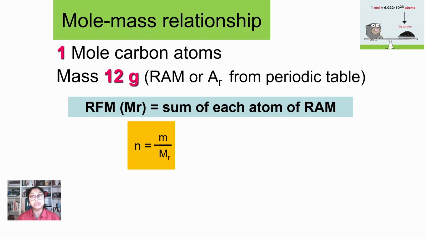Now, we also learned about the equation for conversion from mole to mass or mass to mole. So N equals m over Mr. N is the number of moles, equal to mass divided by Mr, the relative formula mass. We can rearrange the equation to calculate the unknown. In this case, if it is mass, you can calculate it: mass equals n times Mr.